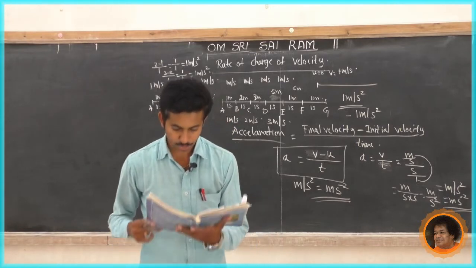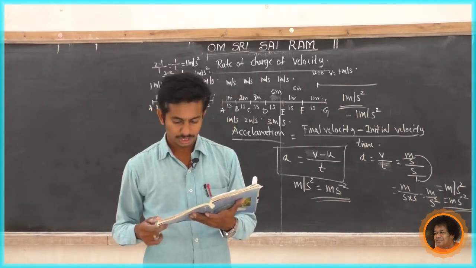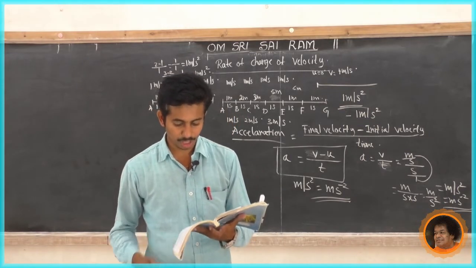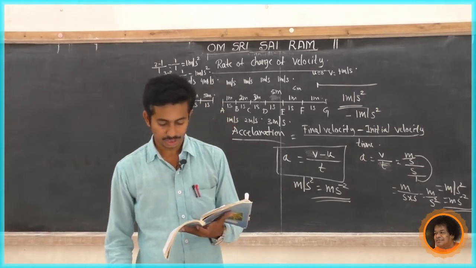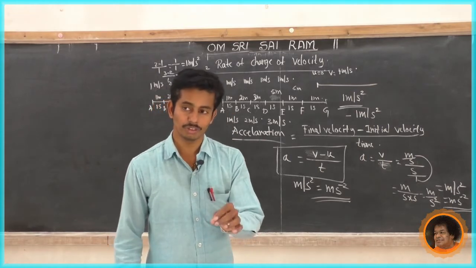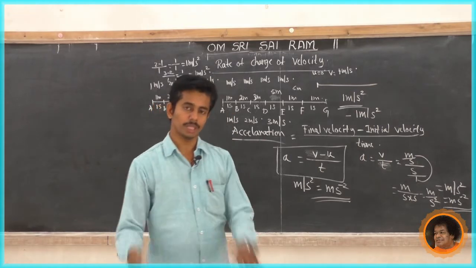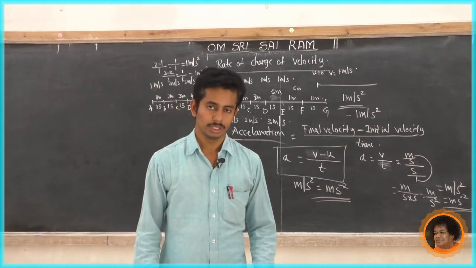And opposite to this, an object can travel with non-uniform acceleration if its velocity changes at a non-uniform rate. This is an example of non-uniform acceleration. So there are two types of acceleration, uniform and non-uniform.